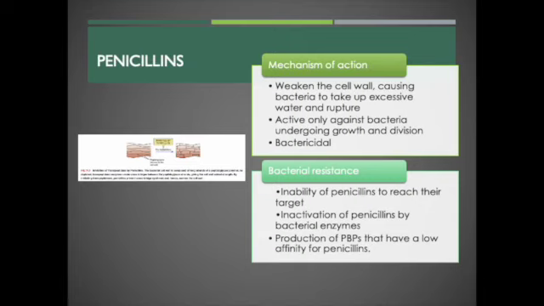Okay, so bacterial resistance to penicillins is determined by three different things: inability of penicillins to reach the target, inactivation of penicillins by bacterial enzymes, and the production of PBPs that have a low affinity for penicillins. PBPs are penicillin binding proteins.